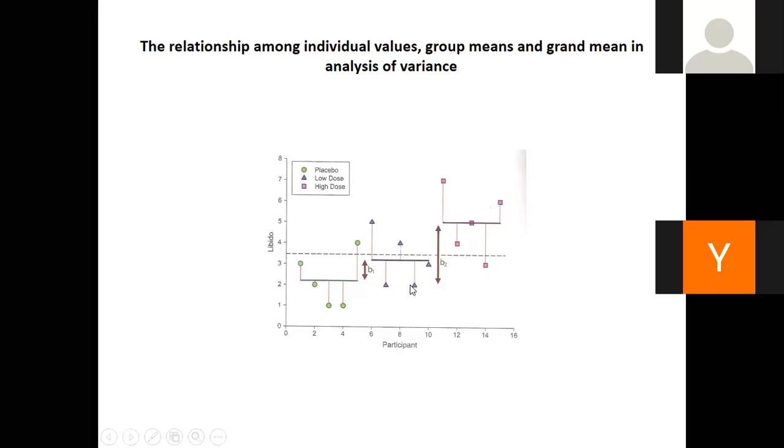So you see B1, can you see B1? B1 is coefficient 1, the difference between the placebo and the low dose. The placebo mean is 2.2, the low dose is 3.2. So subtracting 2.2 from 3.2 gives 1. This is the difference between these 2 means. And B2 is the difference between the means.